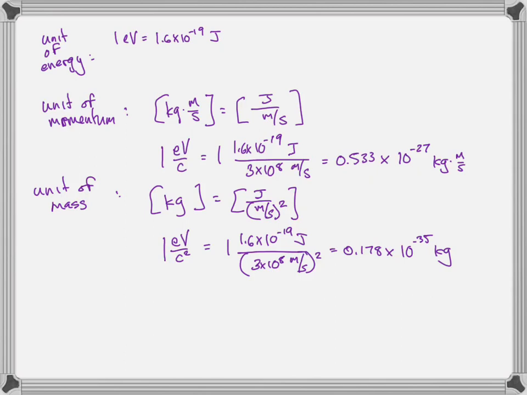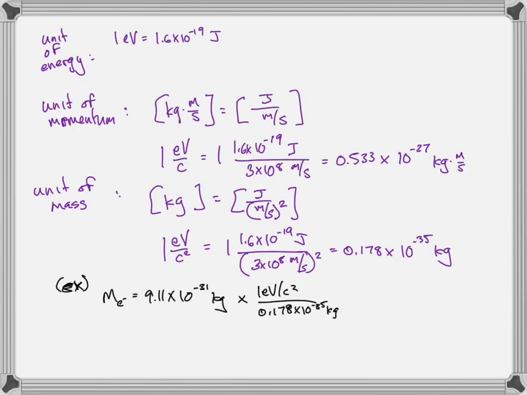So why are these useful units? Well, let's look at the mass of an electron. So for example, the mass of an electron, look it up in MKS units, is 9.11 times 10 to the minus 31 kilograms. Go ahead and convert that to eV per c squared. So 1 eV per c squared over 0.178 times 10 to the minus 35 kilograms.